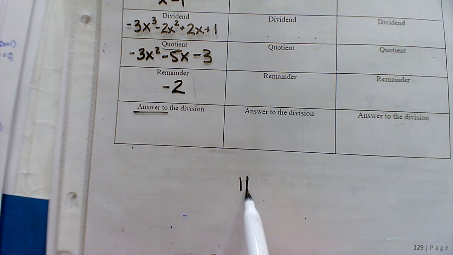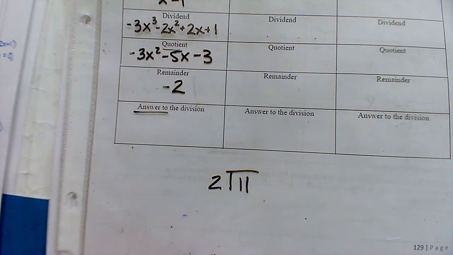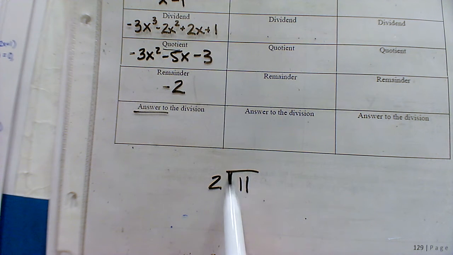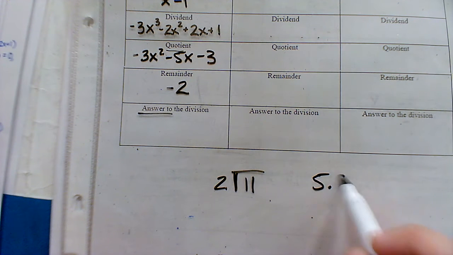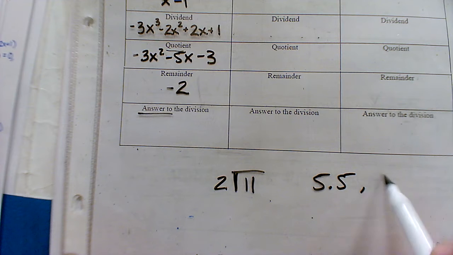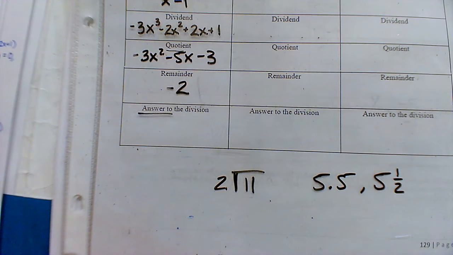Let me ask you this. If we were to, in a simple number sense, take 11 divided by 2, what do we know that answer to be? However you want to represent it. Good, Kyle? Okay, so we could do 5.5. We could do 5.5 as a mixed number, right?